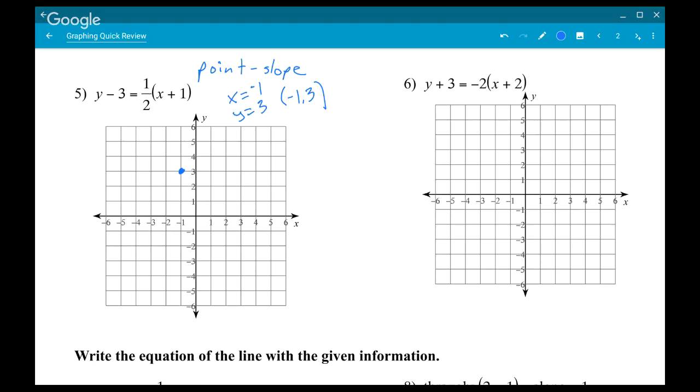Once you have your starting point, then you use your slope of 1/2 to make more points. Again, it's rise over run. So I go up 1 over 2, and you can do that as many or honestly as few times as you want. In the end, it doesn't really matter. You're just kind of making it look prettier. Connect them with a line, and we're all set.